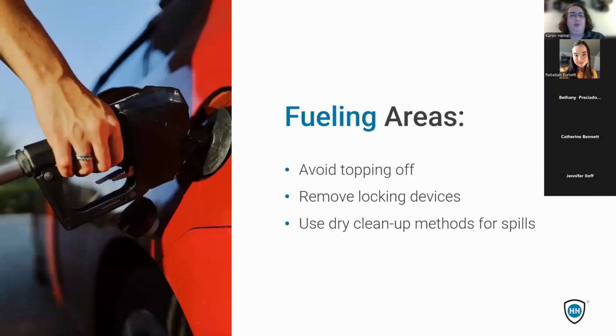Fueling areas. We talked about these a little bit earlier. How often do we ignore those little drips that are coming from the fuel handle? What can we do to make those areas better? Can we put some absorbents in that area? Can we look for ways to clean those up quickly before they get embedded into the concrete or asphalt below?